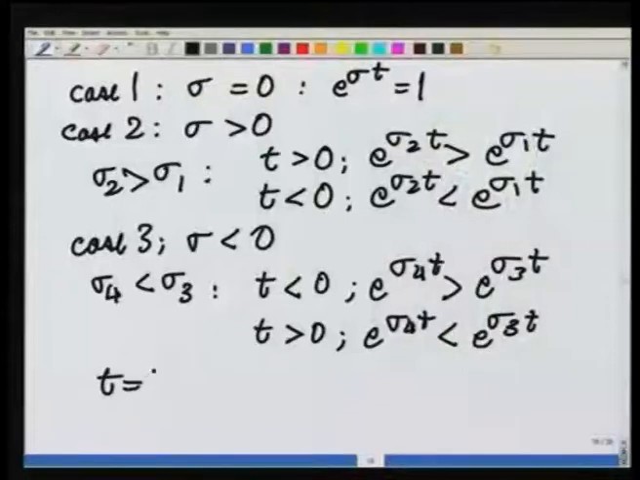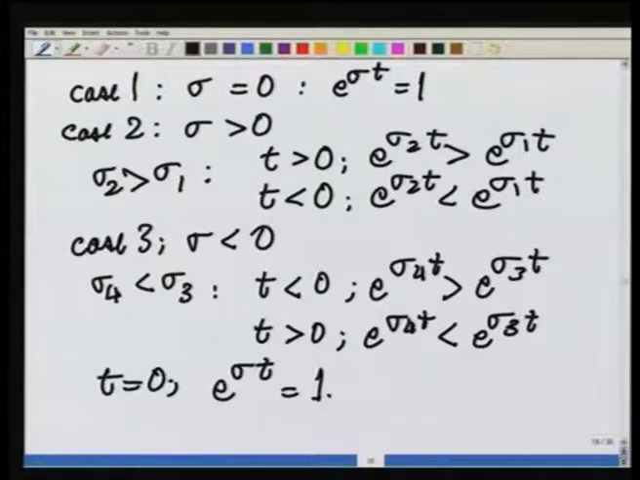The real exponentials are just one member of the family, but one nice property of all the members of the real exponential family is that for t equal to 0, all these e to the sigma t, for any value of sigma, e to the sigma t equals 1 invariably for t equal to 0.